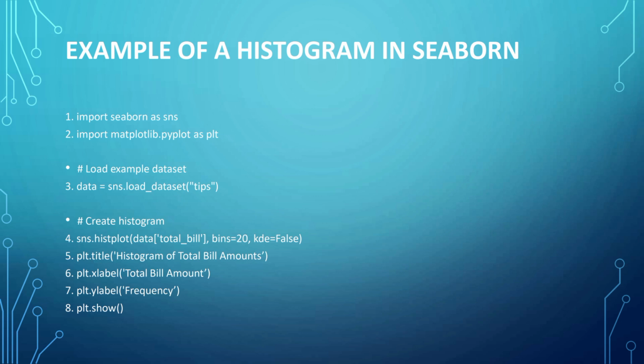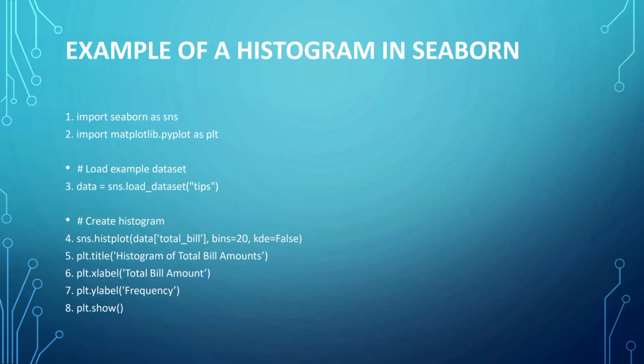Here is the code. In this example, we are loading a dataset called tips that contains information about restaurant bills. The fourth line creates a histogram of the total bill amounts, dividing the data into 20 bins. We also set KDE equals to false, which means we are not including the kernel density estimation curve for this plot. The title and labels help make our plot more informative, indicating exactly what we are analyzing.